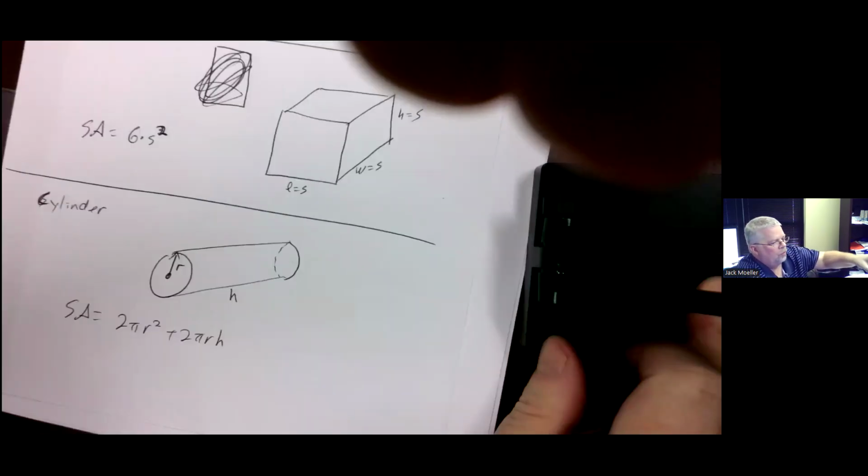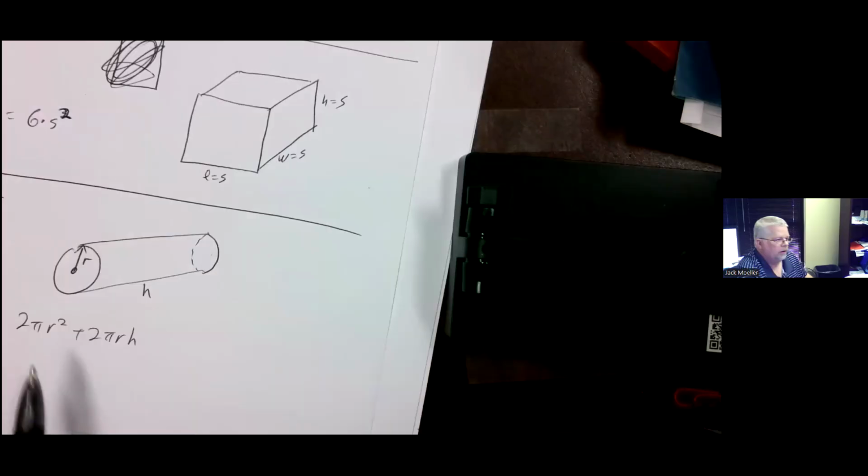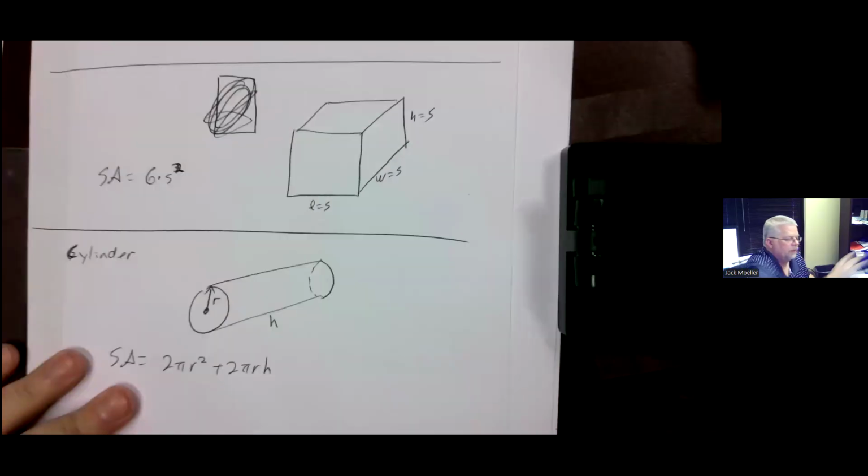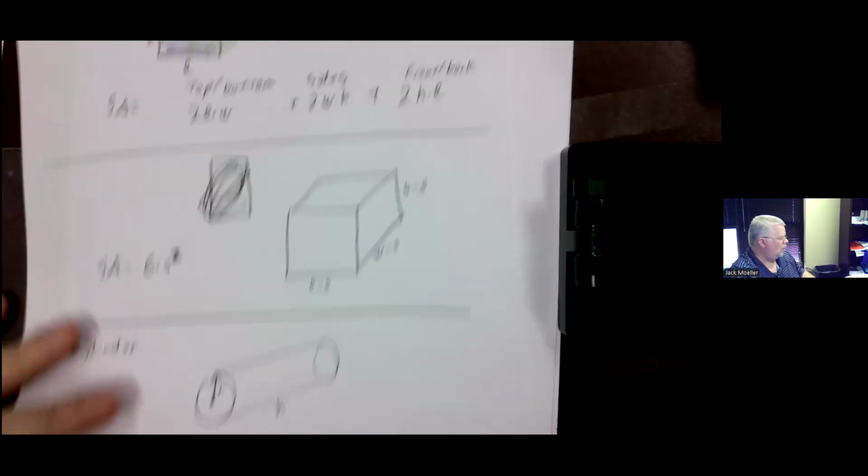Again, you don't have to know where these come from, but these aren't just random. It's the area of each piece. All right. So a little bit of side information there. So now let's actually do some calculations.